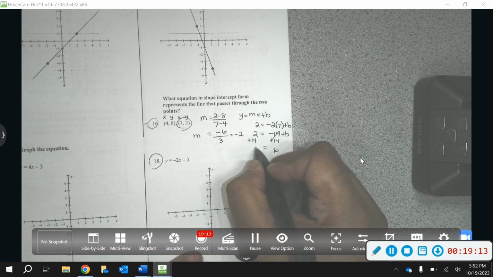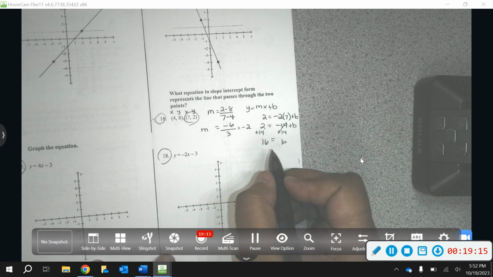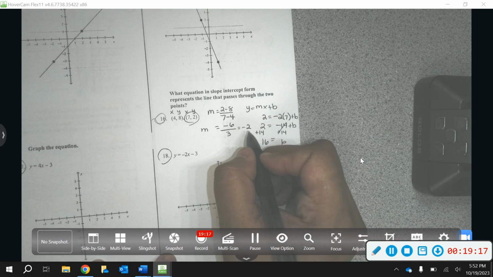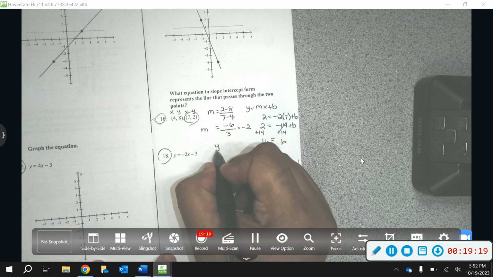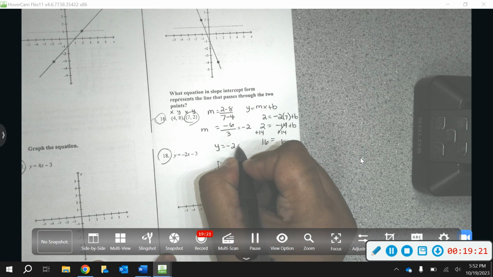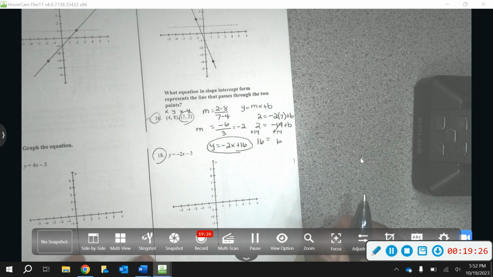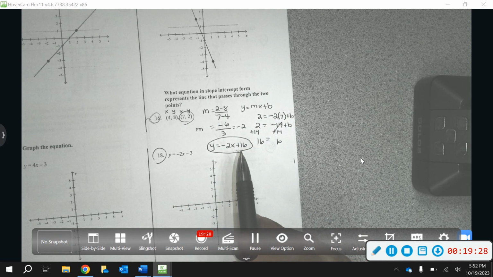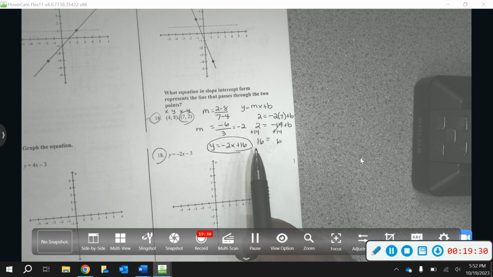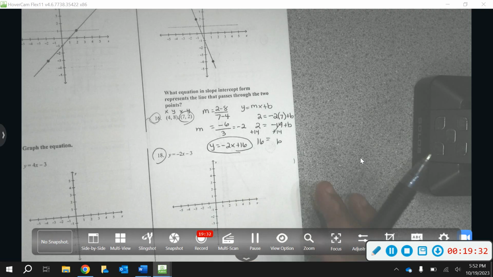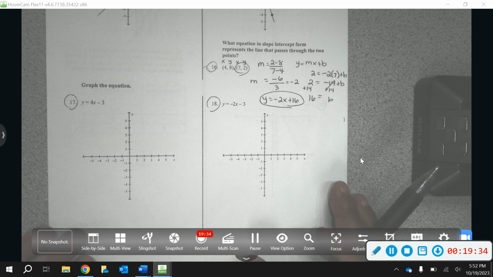b is equal to 16. Now that I have my y-intercept and my slope, y equals negative 2x plus 16, and I am done. Make sure that if their answers are not in y equals mx plus b form, you solve for y. All right, let's look at number 17.